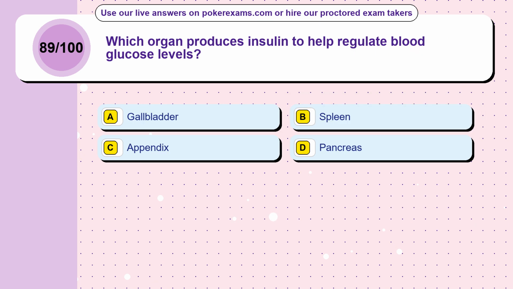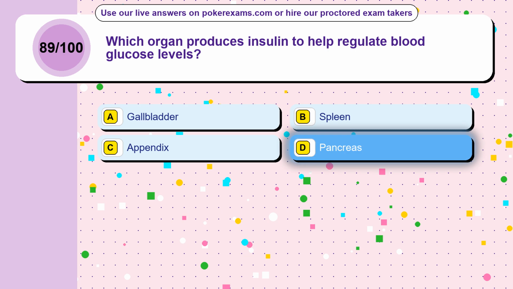Question 89. Which organ produces insulin to help regulate blood glucose levels? Option A, gallbladder. Option B, spleen. Option C, appendix. Option D, pancreas. The correct answer is option D, pancreas.